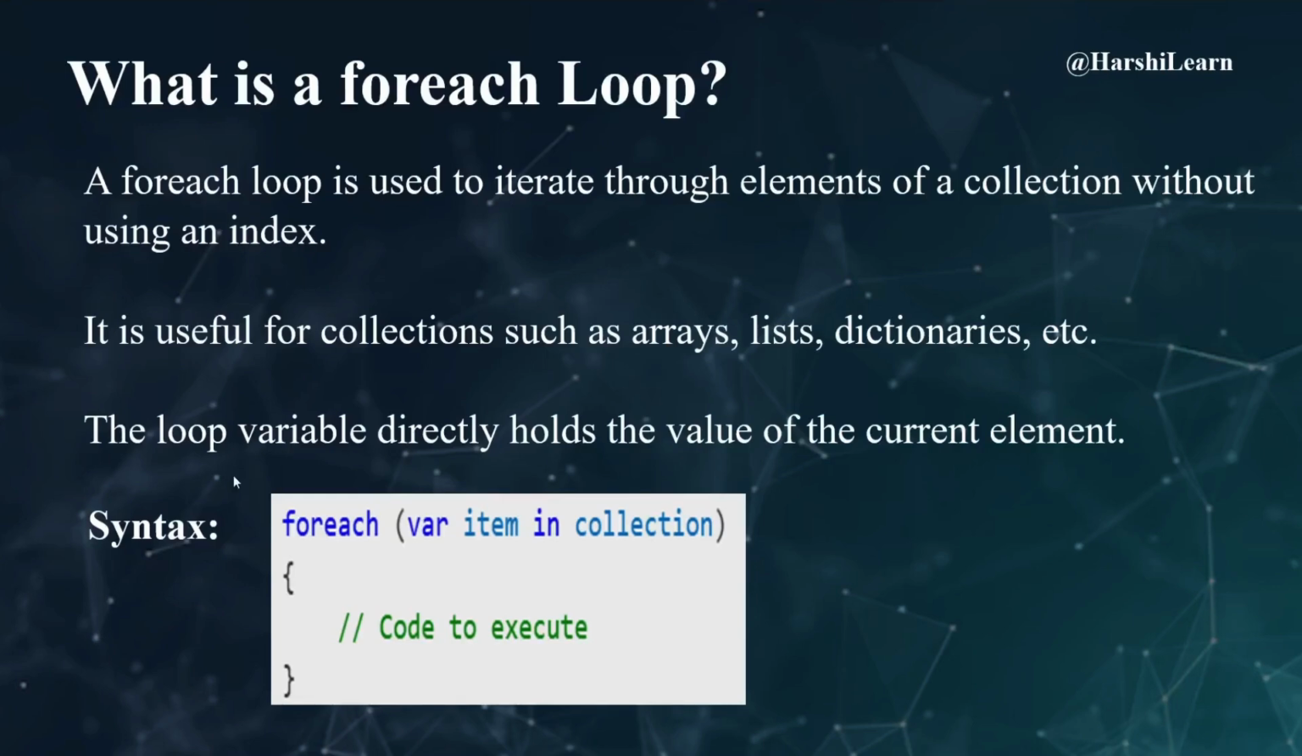Let's see the syntax of this foreach loop. This var item represents the current element in the collection. Okay, this collection is nothing but an array or a list that we are looping through, and this loop automatically moves to the next element until all the items are processed. For example, you can think of it like picking apples from a basket. So you don't need to count them all, you just grab each one until the basket is empty. In the same way, the foreach loop works. So you don't need to worry about the index when you're using this foreach loop.